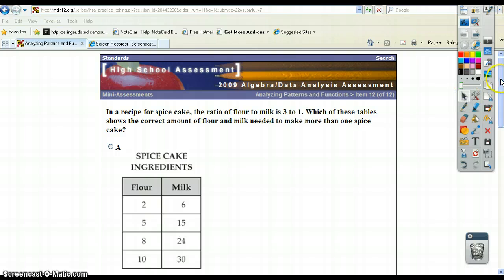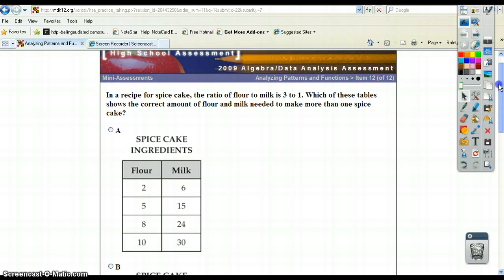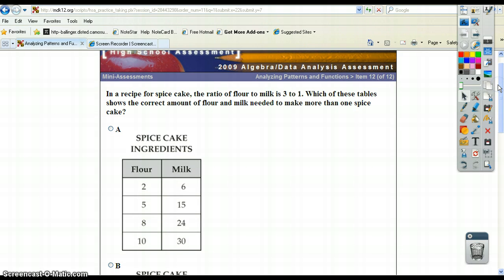Okay, apologize again for the interruption of the announcements. All right, here's a recipe for a spice cake. The ratio of flour to milk is 3 to 1. That's important. What that means is, for every time you add 3 parts, it doesn't matter if it's a cup, tablespoon, a teaspoon, whatever. If you add 3 parts of flour, you got to add 1 part of milk.